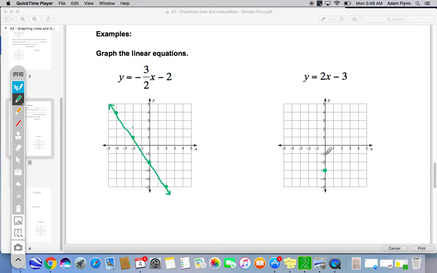So we'll go up 2 and over 1. Up 2 and over 1. Up 2 and over 1. Now I'll make a line that connects all of these points. Pause the video if you need more time.